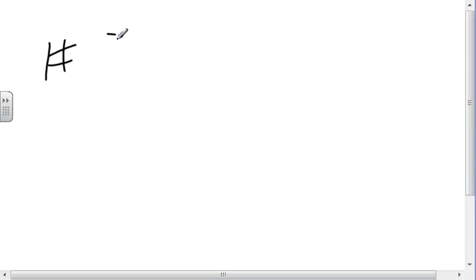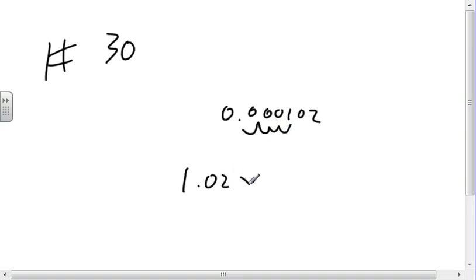Okay, number 30, 0.000102. Scientific notation. Looks like I've got one too many zeros. Do I have one too many zeros? Is that better? Okay, so I moved the decimal point 1, 2, 3, 4 places. 1.02 times 10 to the minus 4.